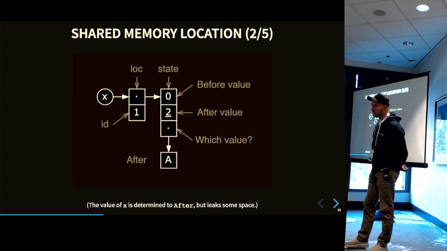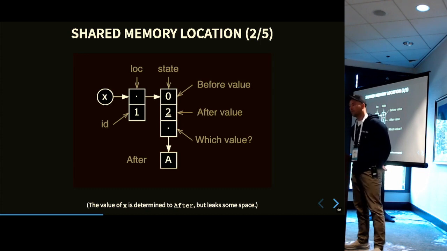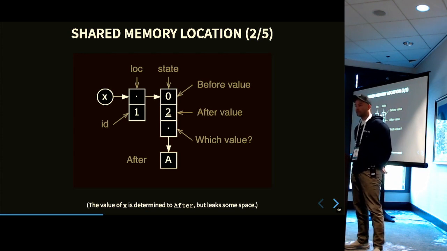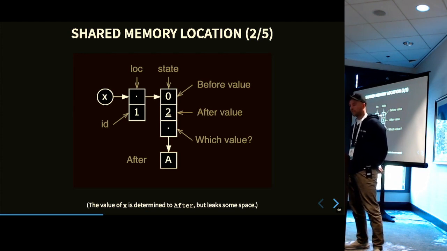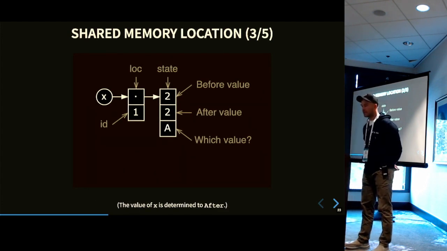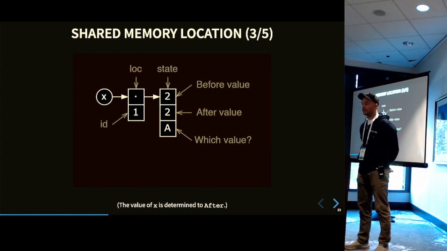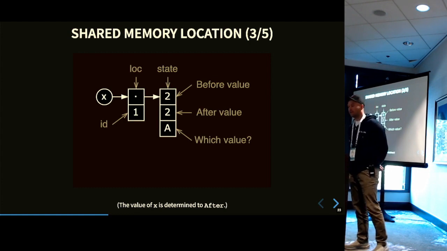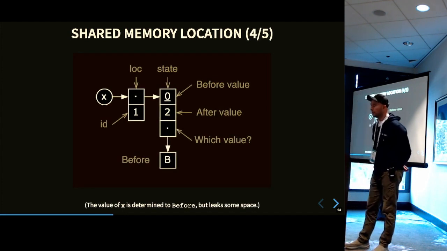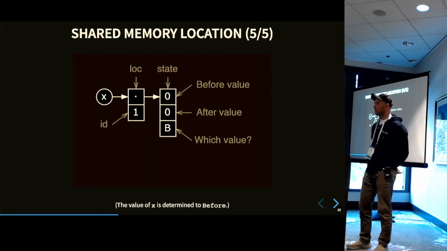What we see here is the same location X, but this time the value of the location has been determined to be the after value. Note that the state still includes the before value. If the values were pointers, this could be a possible space leak. In this diagram, we see that both the before and after values are the same, and the transaction state has also been inlined to the location state. While this representation is slightly redundant, there is no leak. It could also happen that the value of the location is determined to be the before value, and then the extra space could also be released similarly.